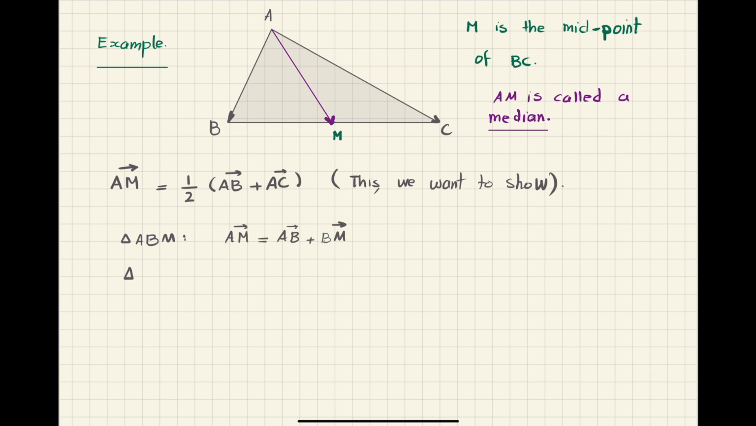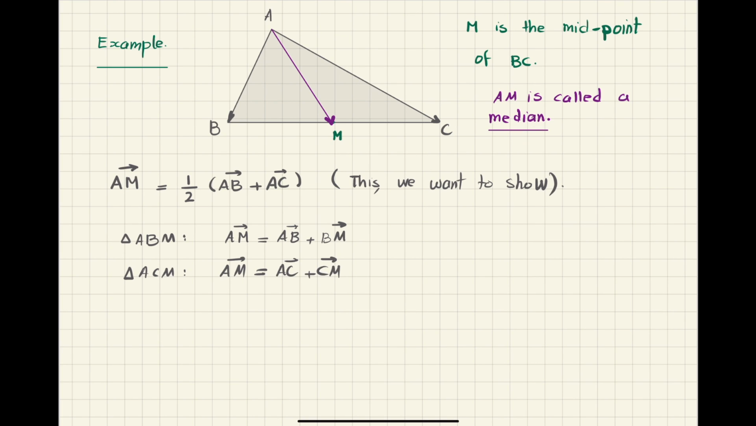So in triangle ACM, what can I write? I can write AM is equal to, if I add vector AC to vector CM, it will generate for me the same vector AM. So it becomes AC plus CM.